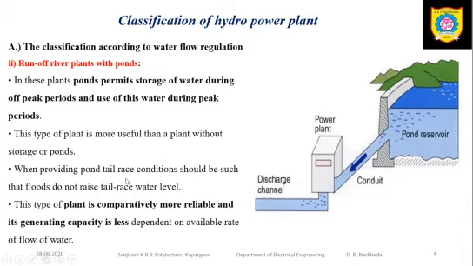When providing a pond, the tail-race condition should be such that floods do not raise the tail-race water level. We need to take precaution for this. This type of plant is comparatively more reliable, and its generating capacity depends less on the available rate of flow of water. Such a power plant is at Bhandardara, Ghatghar.